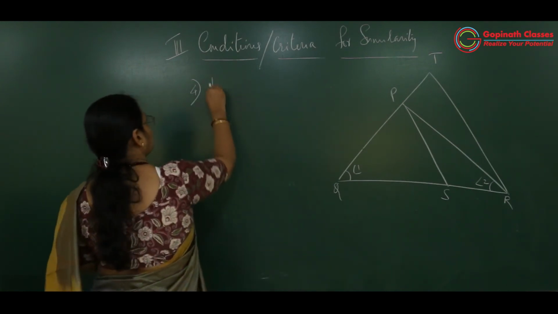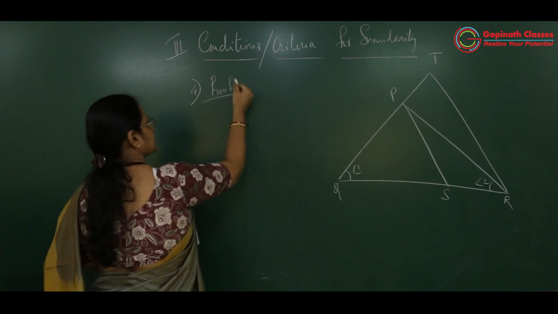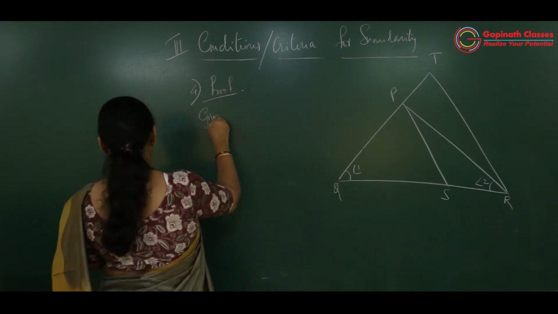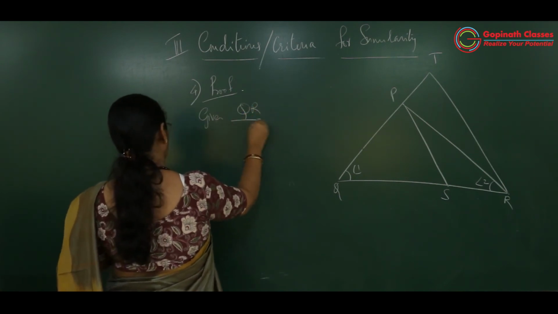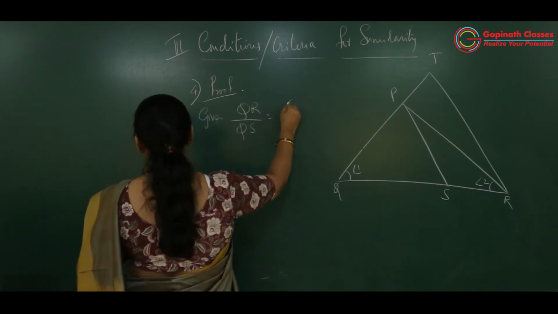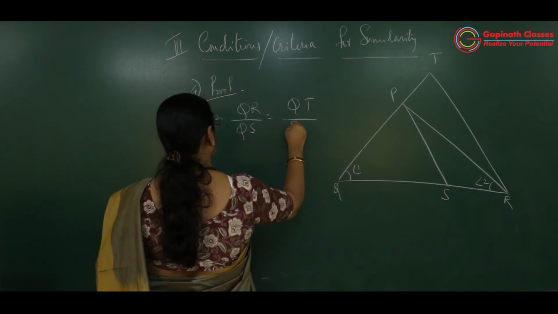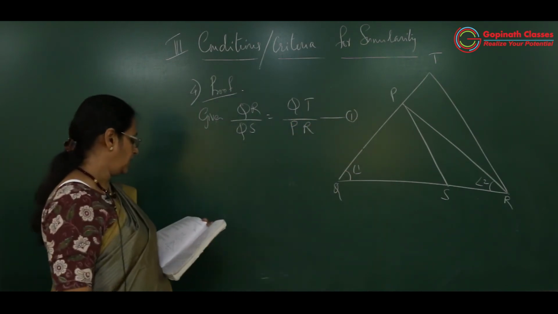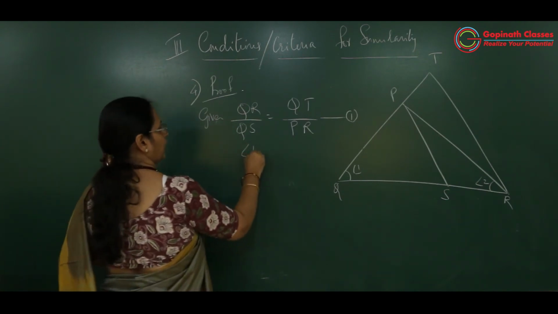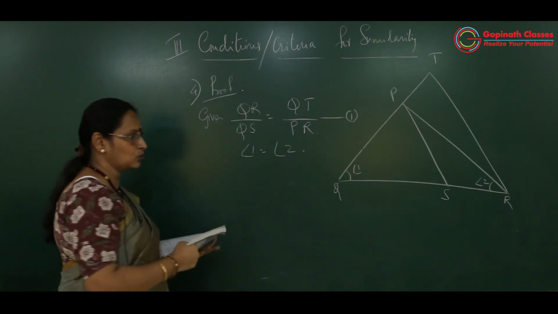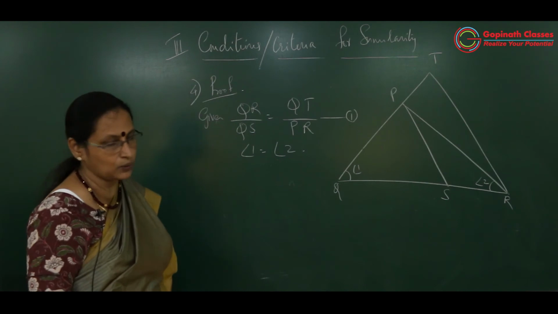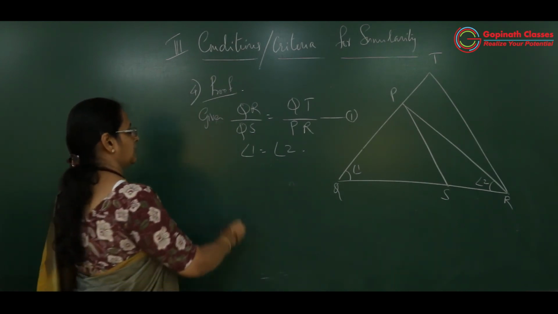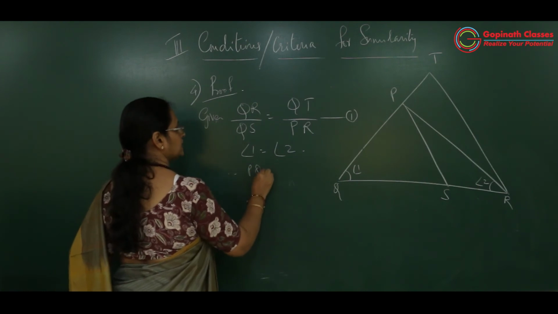Let's come to the proof. In the proof, first let us start with the given thing. What is given here? QR upon QS is equal to QT upon PR. Given, put it as 1. Now, also given angle 1 equal to angle 2. Look at the figure, angle 1 and angle 2. Two angles are equal, then opposite sides will be equal. So PQ will be equal to what? PR. Therefore, PQ is equal to PR.